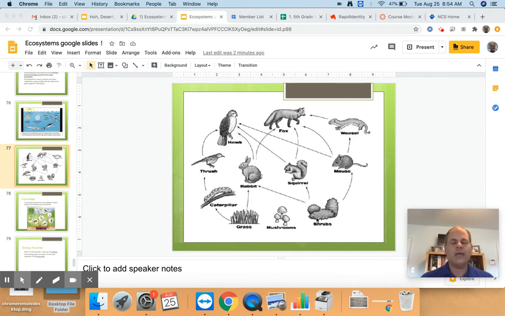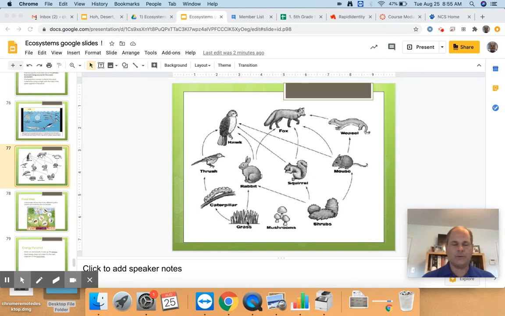Okay, so we have a shrub, which is like a bush. A mouse eats the berries off the bush. A squirrel eats the berries off the bush. The rabbit eats the berries off the bush. So the energy is flowing from the berries to the rabbit, from the shrub to the squirrel, from the shrub to the mouse.